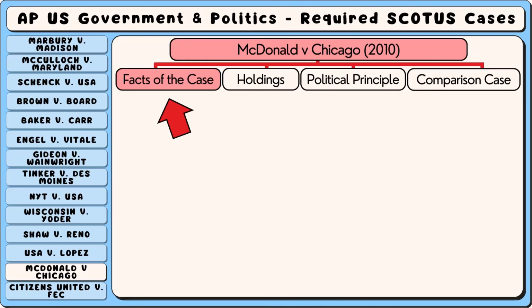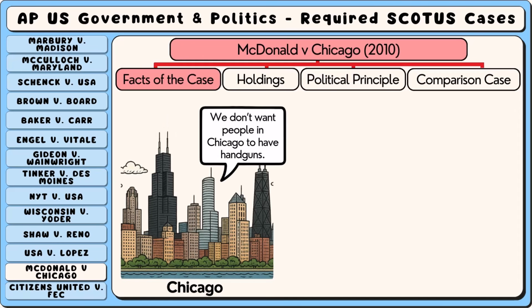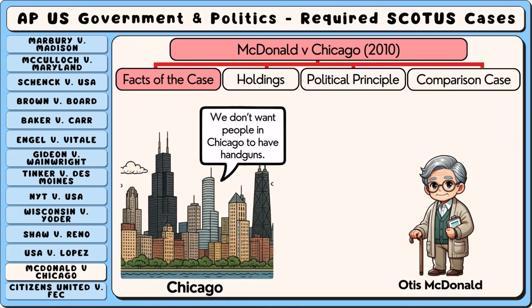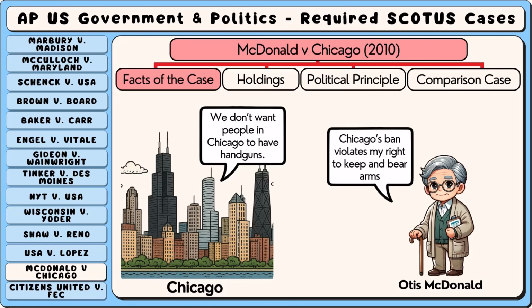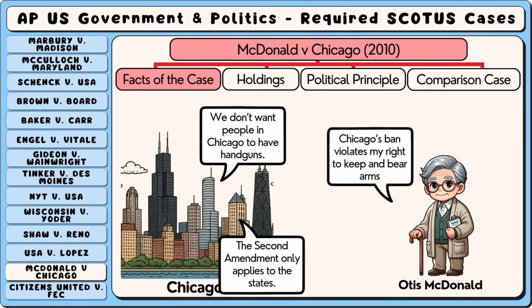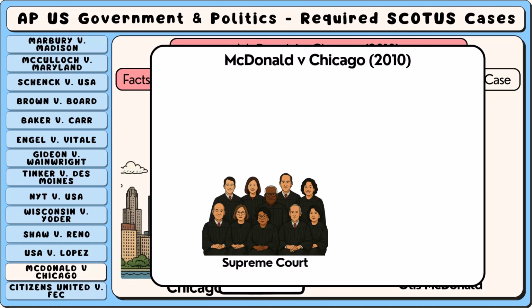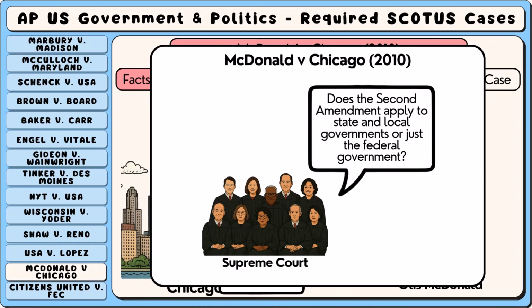Let's look at the facts in the case. The city of Chicago had strict handgun rules that made it extremely difficult for residents to legally own a handgun, even for self-defense inside their own homes. Otis McDonald, a 76-year-old man who lived in a neighborhood with high crime, wanted a handgun to protect himself. He argued that Chicago's ban violated his Second Amendment right to keep and bear arms. But Chicago argued that the Second Amendment limited only the federal government from passing gun laws, not individual cities or states. This raised one major question for the Supreme Court. Does the Second Amendment apply to state and local governments or just the federal government?